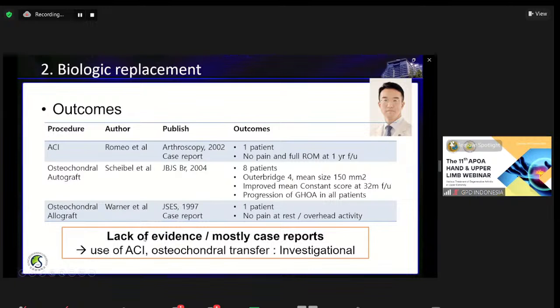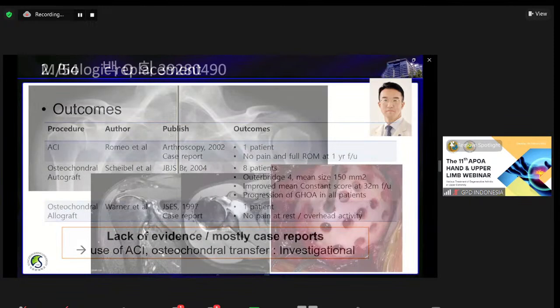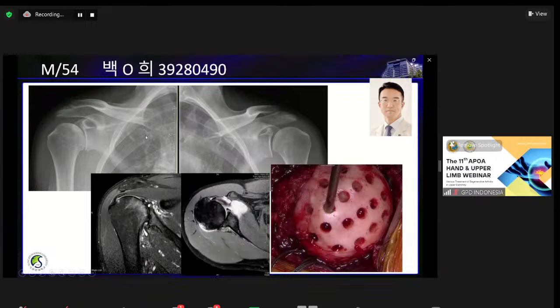As this study shows, there's only a lack of evidence, mostly case reports, and we are still at the baby stage of this kind of procedure. I have an experience with stem cell. This is one of my patients. We did some stem cell procedures. However, the patient did not really do well after 2 years, so it ended up as an arthroplasty.